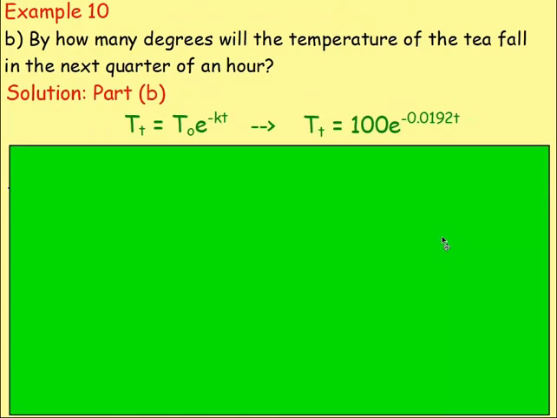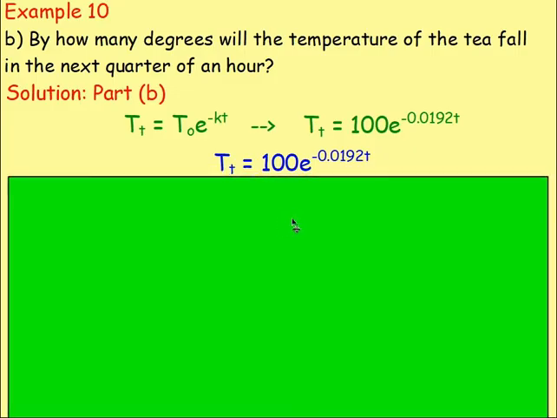Part B. By how many degrees will the temperature of the tea fall in the next quarter of an hour? So for this one, well, we've got our formula, Tt equals T0 e to the power of negative kt, but we know k is a constant, and we just worked it out to 3 significant figures. So replace k with that number. So our formula is now Tt equals 100 e to the power of negative 0.0192t. From there, where do we go?